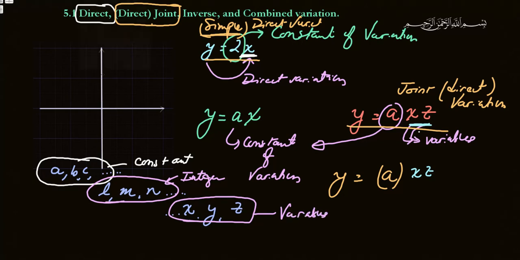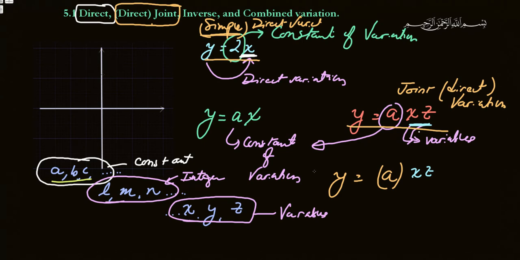Descartes started this tradition apparently. So the first part of the alphabet is typically reserved for constants, the middle part for integers, and the last part for variables. Of course, you can have constant integers, but here the constant could be anything. It could be rational, irrational numbers, etc. Okay, so this is direct variation, simple direct variation, and joint direct variation.